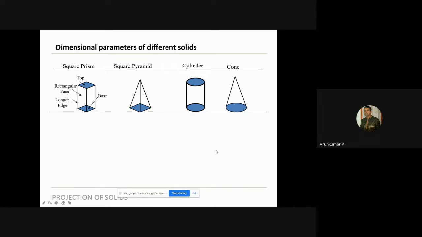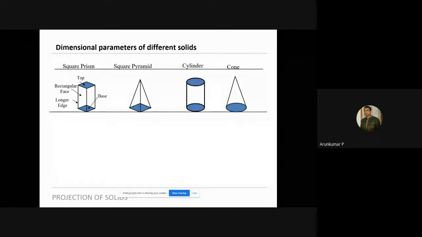Another thing. If you consider the construction of a square prism, or for that matter any prism, you will come across these terminologies. Longer edge of the prism is basically this vertical edge of the rectangular face. This is called a longer edge. That means there is a shorter edge also. Shorter edge is this edge, basically the edges of the base or the edges of the top face. They are short. Whereas these vertical edges, the edges of the rectangular face, would be the longer edge.